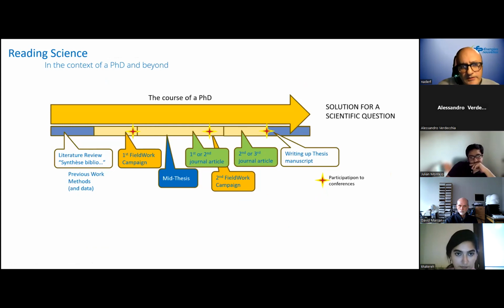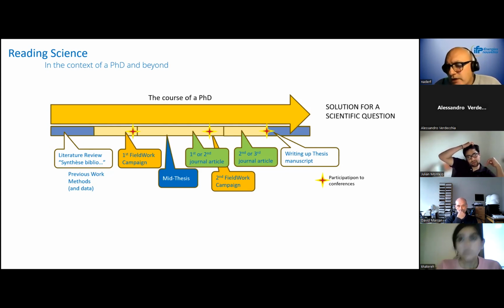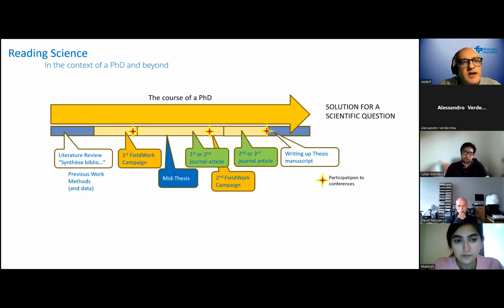So if I go back to the context of a PhD in my institute, or how most of the PhDs that I have supervised are organized, usually a PhD for us is a 3-year project, and it has to provide an original, new solution for a scientific question. So in these 3 years, we start with a literature review, a synthesis of the literature. Then we have fieldwork, or since it's sedimentology, we look at the rocks, at the data from wells or from outcrops.